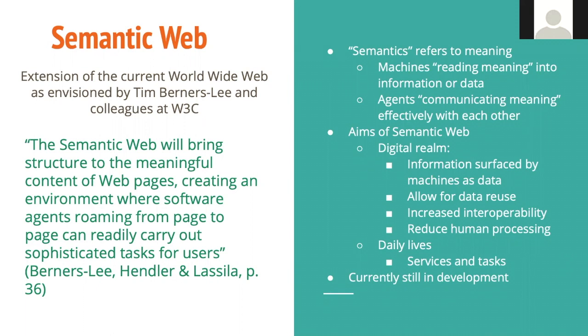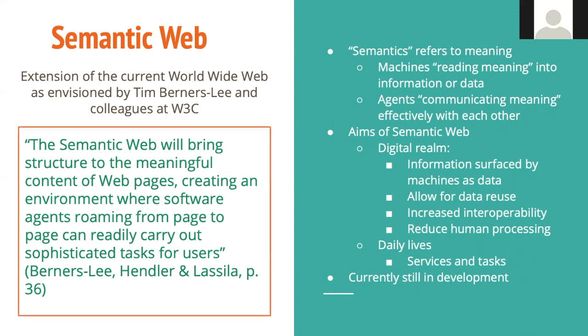But what exactly is the semantic web? We can start to answer this question with a quotation from the seminal 2001 Scientific American article. The semantic web will bring structure to the meaningful content of web pages, creating an environment where software agents roaming from page to page can readily carry out sophisticated tasks for users. Let's break this down a little bit more.